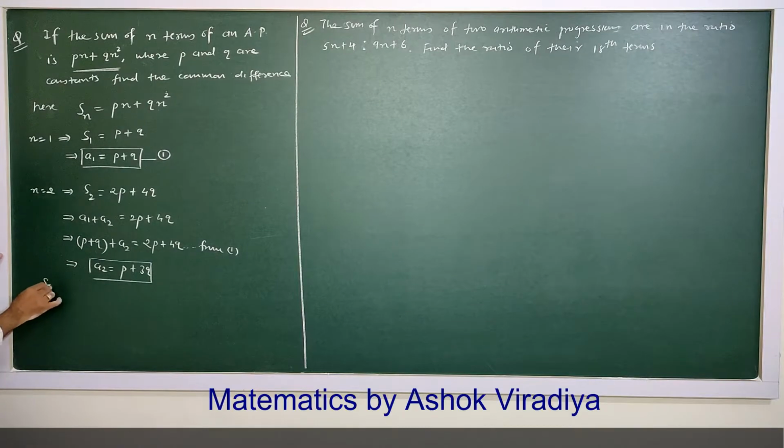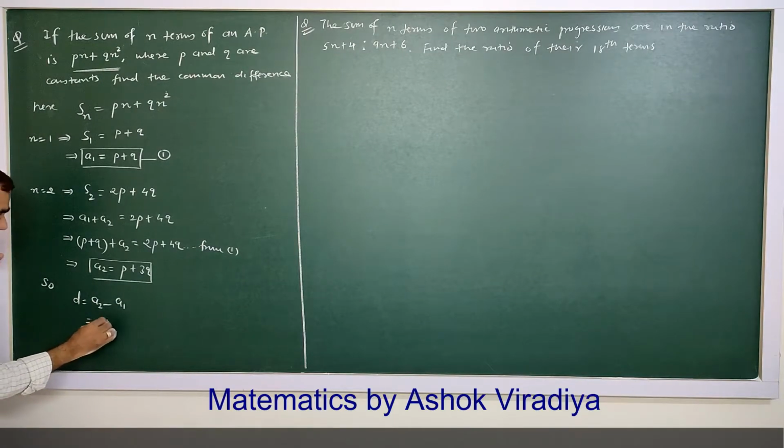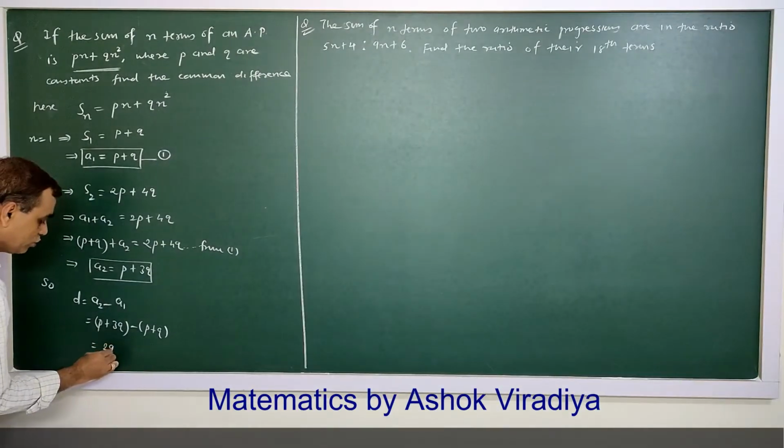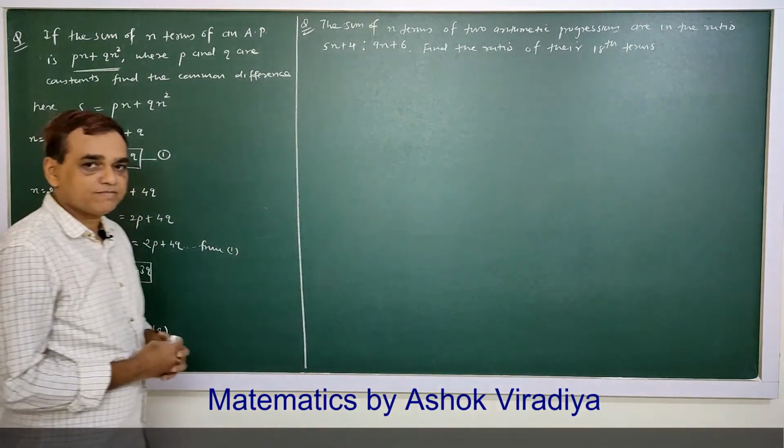So common difference is second term minus first term. So it is P plus 3Q minus first term P plus Q. So common difference is 2Q. This is common difference.